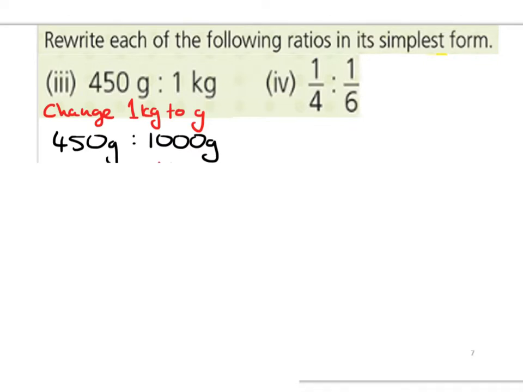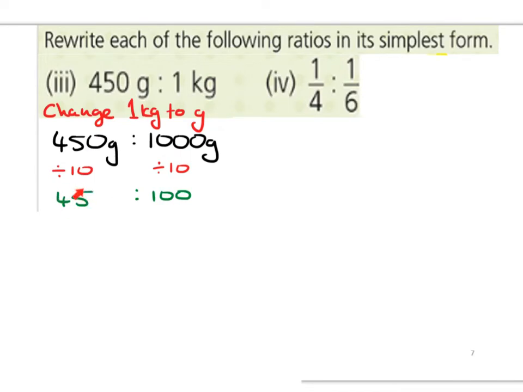Now the highest common factor happens to be 50, but let's say that you didn't spot that straight away. So let's say that you noticed that 10 will divide into both of them. Well, we can divide both by 10, and 450 divided by 10 is 45. And 1,000 divided by 10 is 100. So remember, what you do to the left, you do to the right. What you do to the right, you do to the left. However, this is not in its simplest form, so we're going to have to go again.